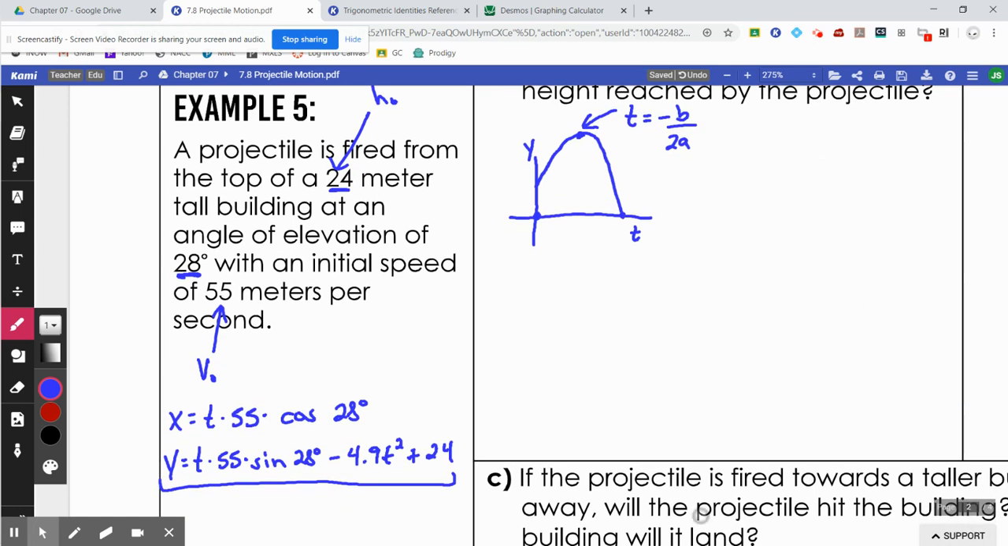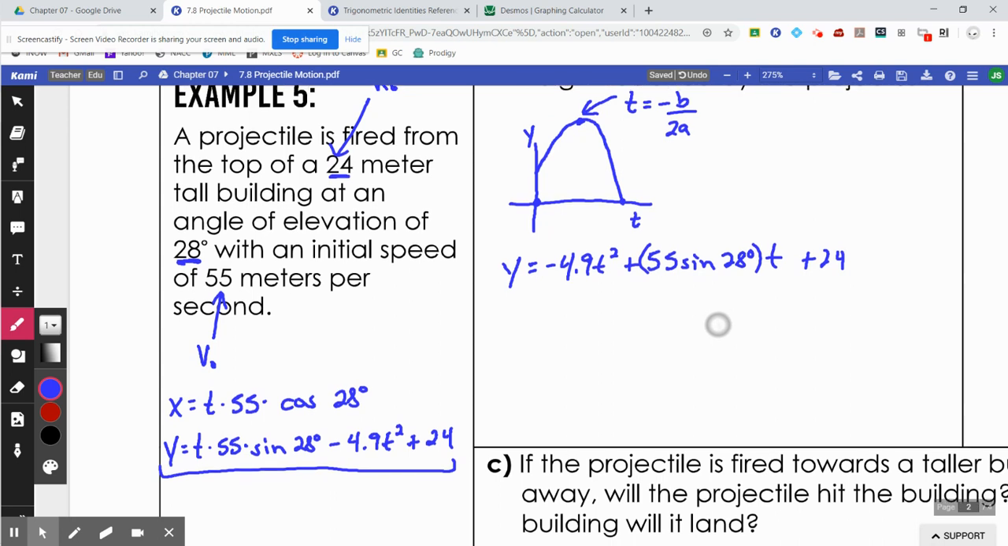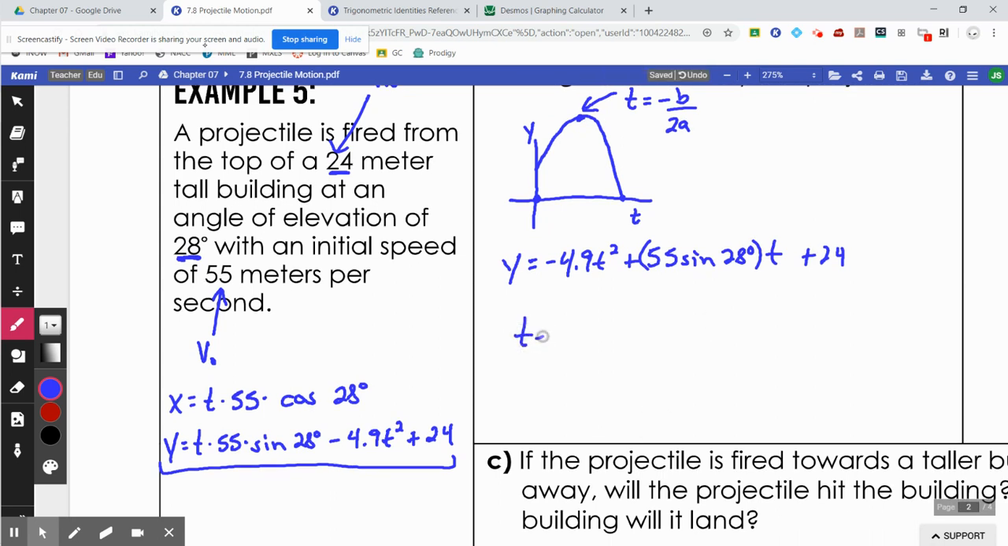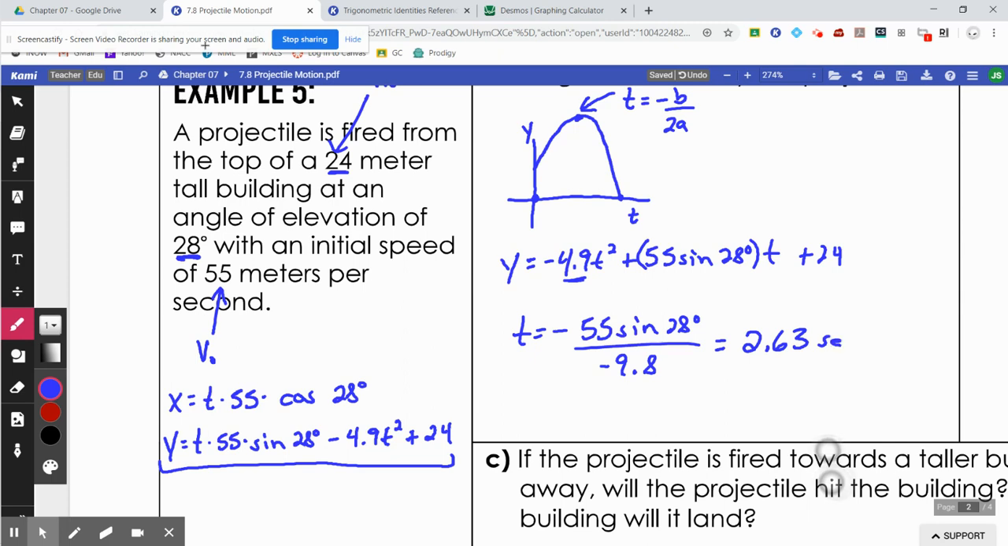Now let's put these things in order. That's another reason I like for them to be in order. That's negative 4.9 t squared plus, and you could even put this 55 sine 28 first if you wanted to, t, and then plus 24. So negative b over 2a would be a time of negative b, which is 55 sine 28, over 2 times a, and your a value is negative 4.9, so it'd be negative 9.8. Type that straight into your calculator, and you get 2.63 seconds.